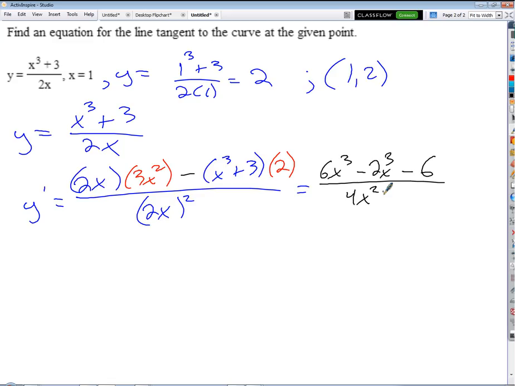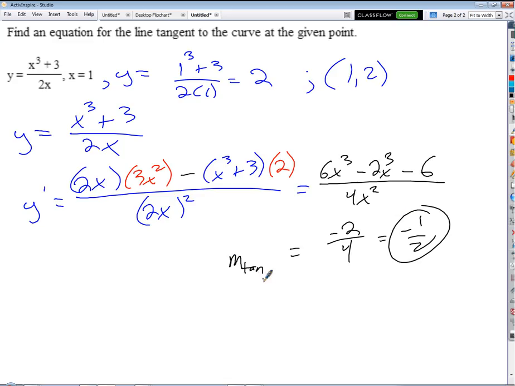Oh, okay. All right. So x equals 1. I'm just plugging that in. I could have plugged it in here, but let's go ahead and plug it in here. It doesn't make any difference. When I plug in x equals 1, what am I going to get? 6 times 1 minus 2 times 1 is 4. Minus 6 is over 4 times 1. Right? So that's the slope of the tangent line, right?